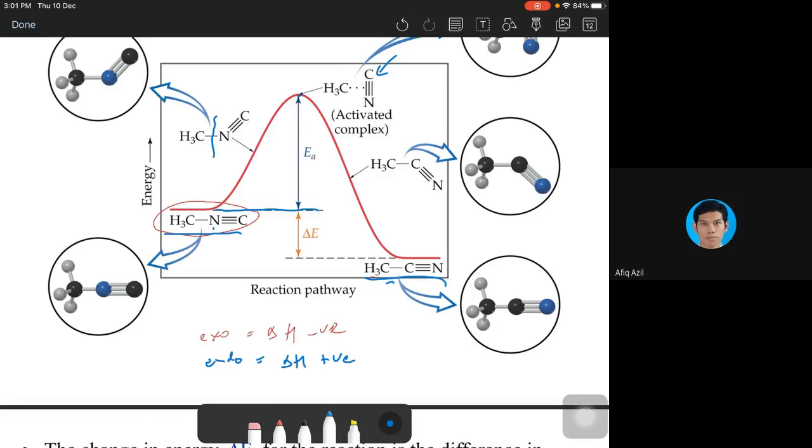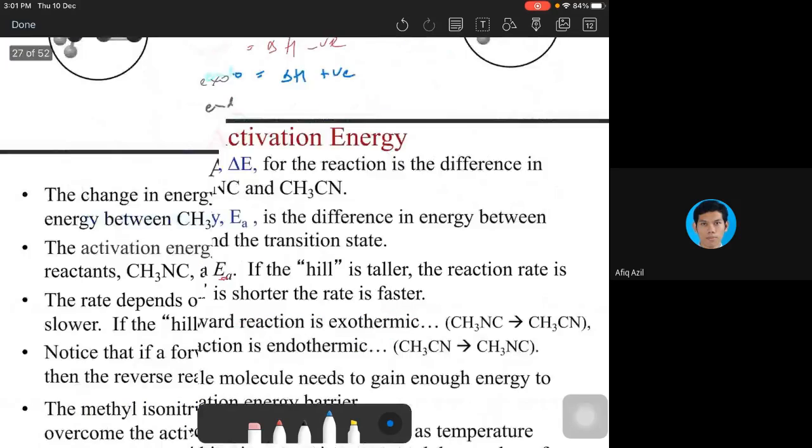So if you look over here, the reactant has a larger amount of energy. So that means this delta E is the difference between reactant and product. The product actually releases energy, and that's why it has a lower amount of energy compared to the reactant. While for endothermic, the position of the product will be higher than the reactant. There is an example of this.